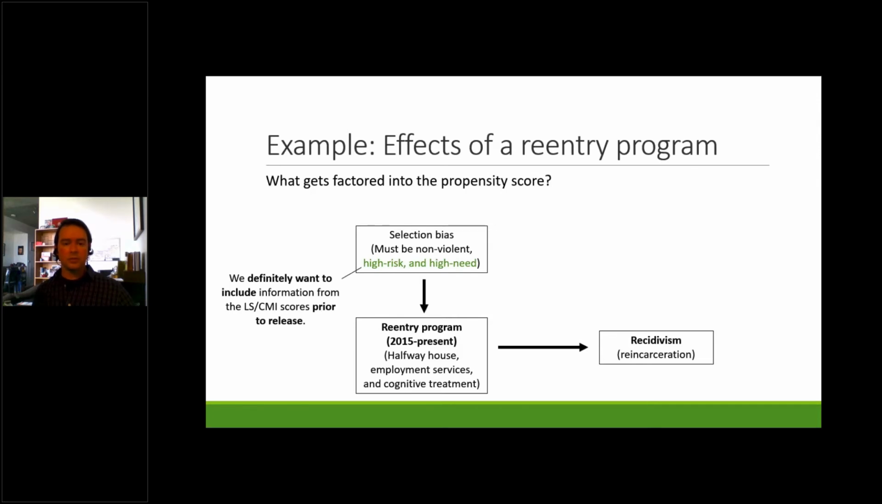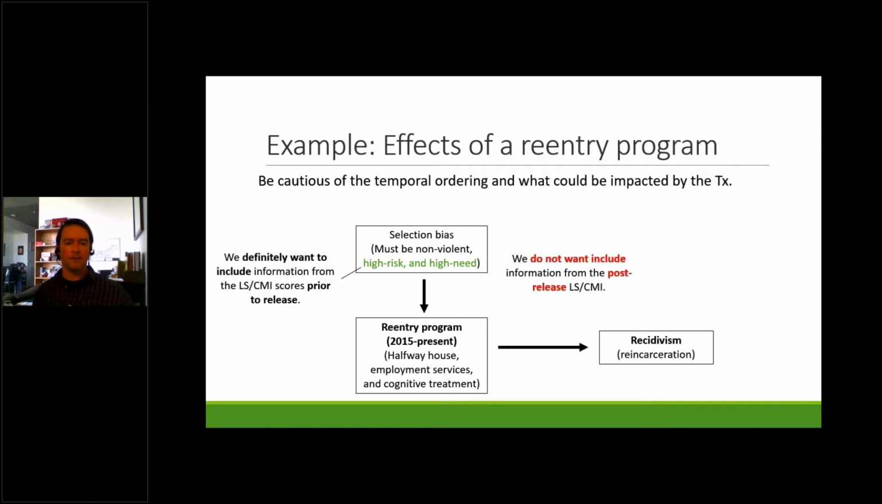We definitely want to include information from the LSCMI scores prior to release. This has a lot of information on dynamic risk factors, such as antisocial associates, drug use, etc. So this is definitely something that we want to know. But we need to be cautious of where the variables are collected in relation to the temporal ordering and what could be impacted by the treatment.